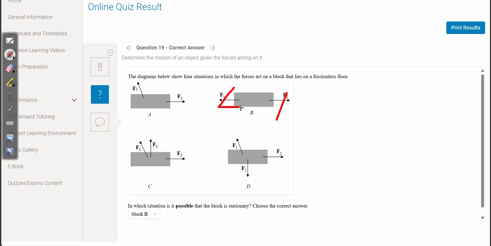Here we have F1 and F2, horizontal, acting on the same object. If they're not acting on the same object, then it does not work. They have to be opposite and acting on the same object. Here they're not opposite, so it's wrong. Also here as well, not opposite. Here as well. This is the only one that is opposite, same magnitude, opposite direction, and acts on the same object, so it is B.